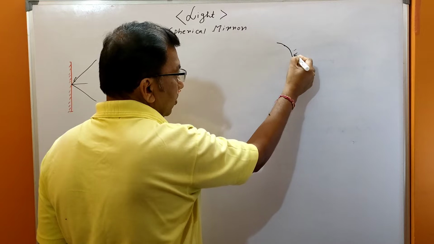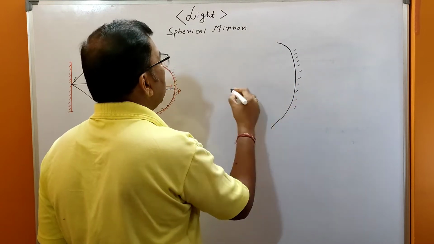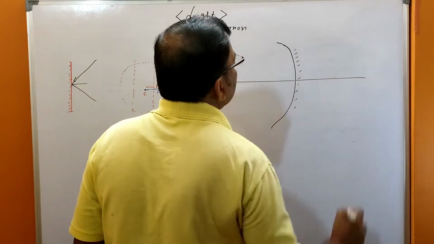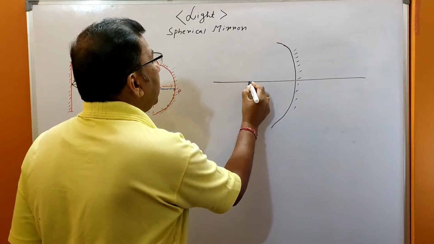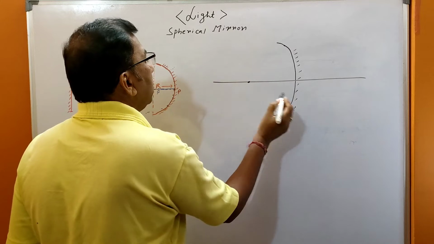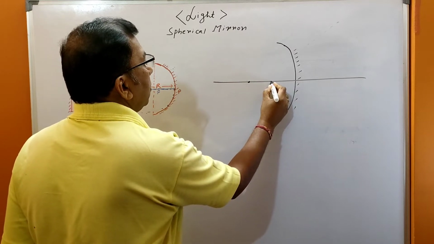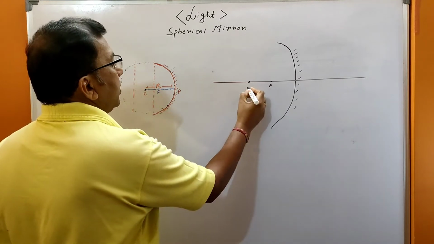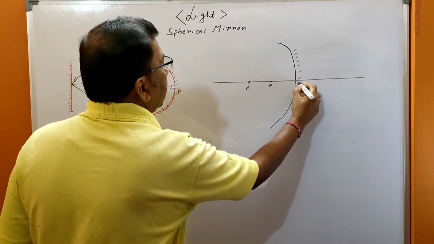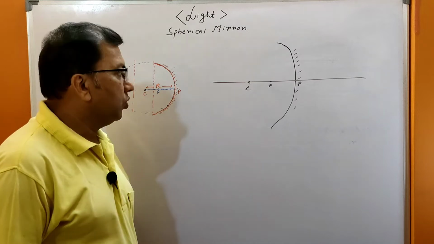Suppose this is the concave mirror. Suppose this is the principal axis. This is the center of curvature. This is the focus, the focal length. This is the center of curvature. This is the principal axis. Clear?